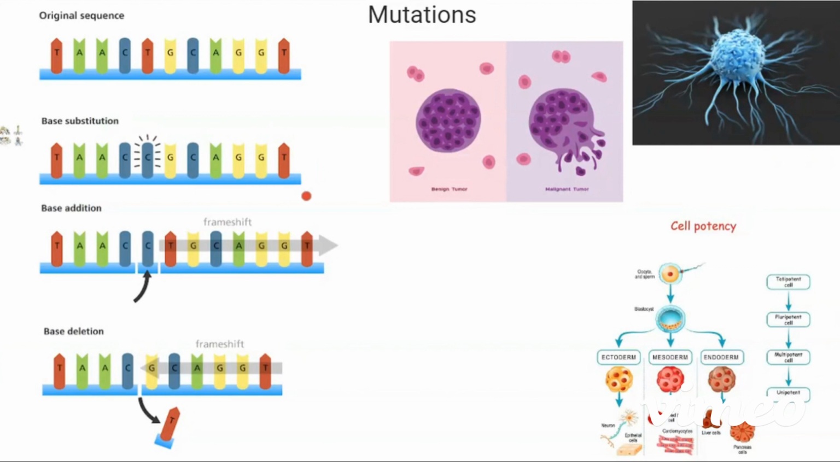Mutagens are factors that increase the rate of mutations. Mutations occur spontaneously when the DNA code is misread, but things like UV radiation, some chemicals, and some viruses increase the probability of this happening.